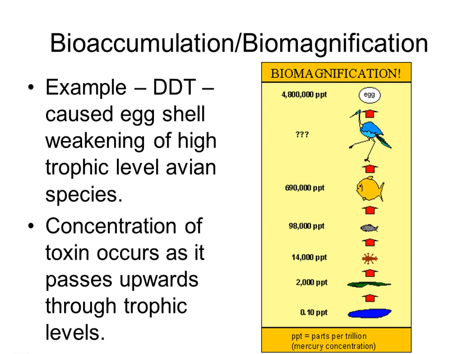For example, many of us know about DDT, which caused eggshell thinning in higher level species such as predatory birds, bald eagles, peregrine falcons, those birds that are at the top of the food chain. The concentration of toxin occurs as it passes upwards through the trophic levels, and you can see a diagram of that on the right hand side.